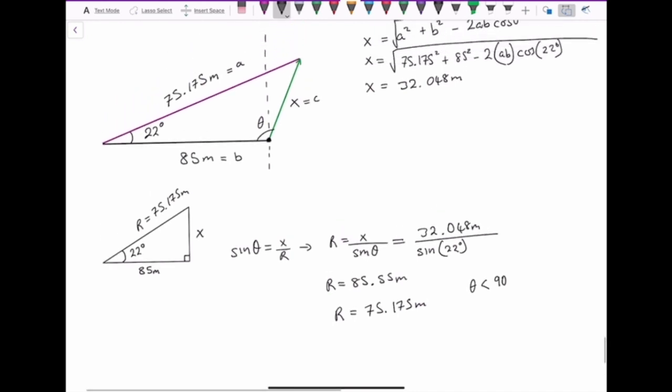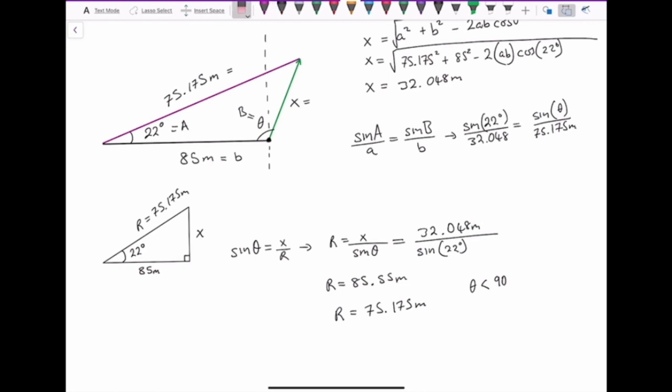So let's solve for the angle, law of sine. Let's call this angle A. This is angle A, and theta is B. Now sine A over A is equal to sine B over B. Sine 22 degrees divided by 32.048 is equal to sine theta divided by 75.175 meters.